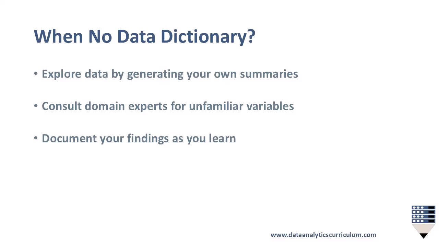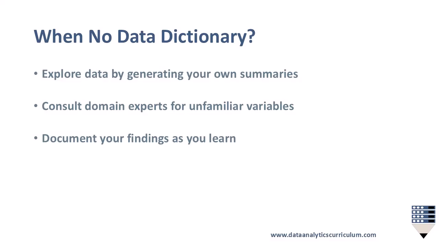When no data dictionary is provided. Sometimes, you won't get a data dictionary at all, especially with open data or legacy files. In those cases, create your own summaries. Start by using basic commands or visualization tools to explore each variable. If something isn't clear, consult a domain expert, someone familiar with the subject area. As you learn, document what you find. Your notes can become a custom data dictionary that saves time for anyone using the data in the future.